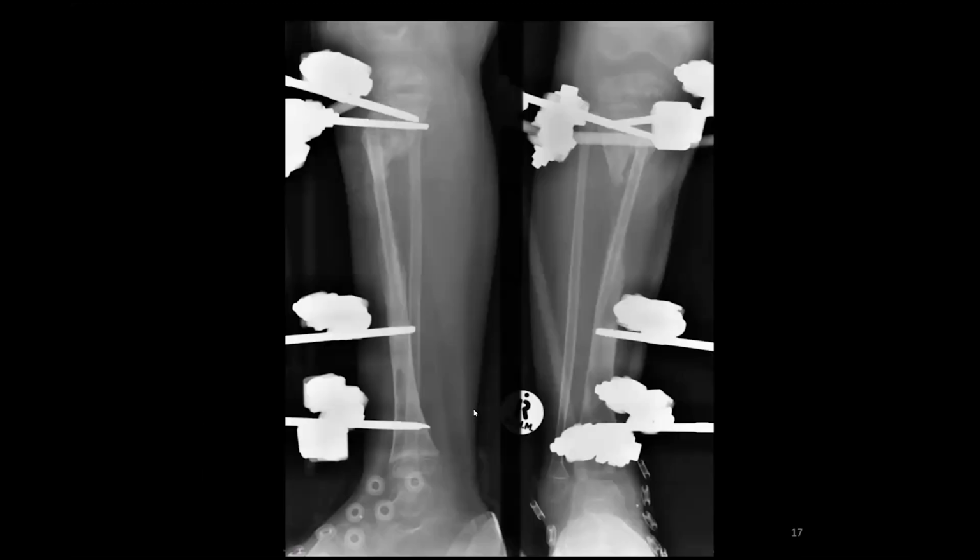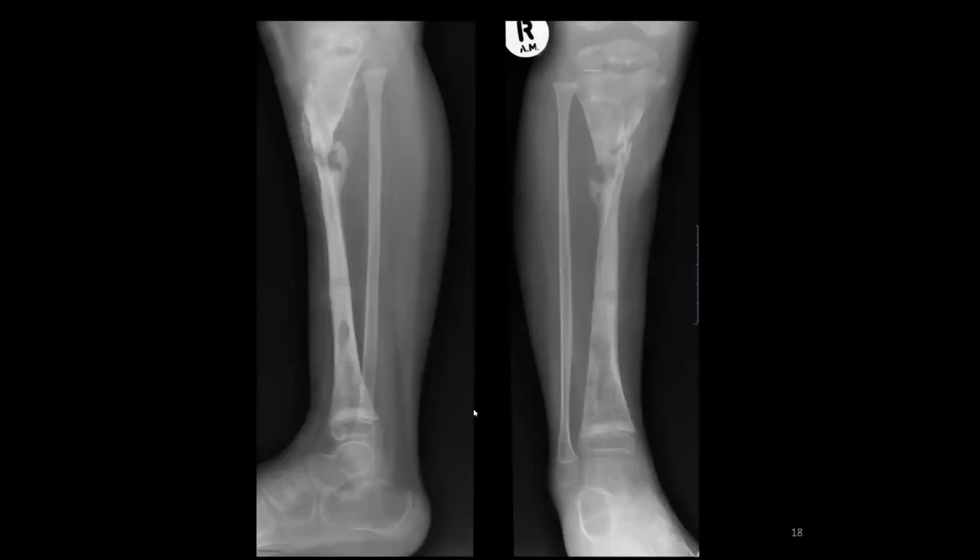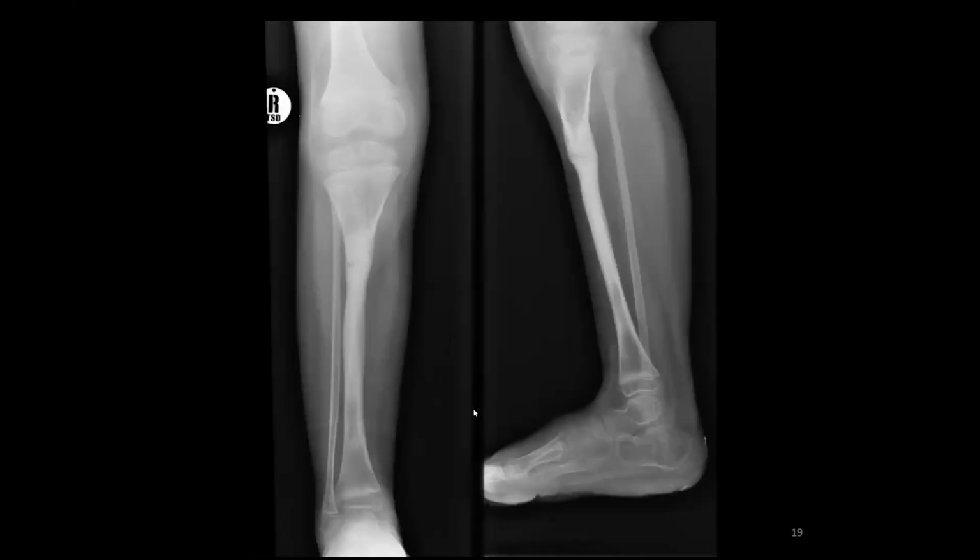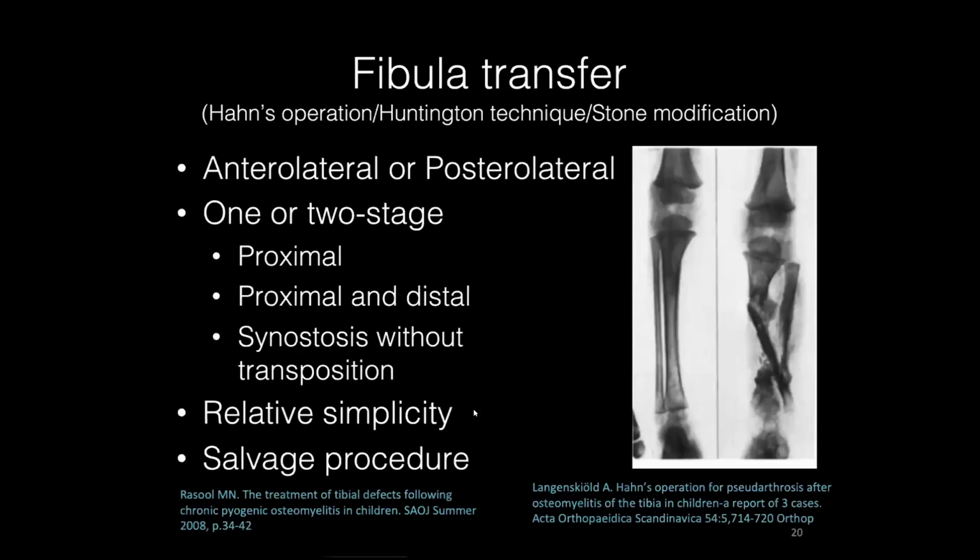It did go on to unite, but soon after removing the fixator, it fractured. Fortunately, we managed to get him to unite with a patella tendon bearing cast with a walking rubber. So not an easy course of treatment, but successful in the end.